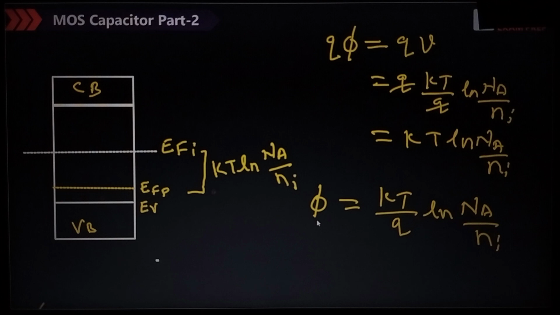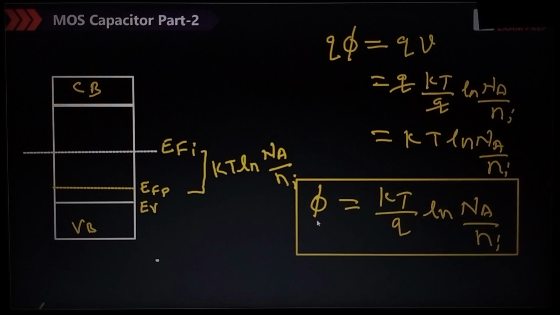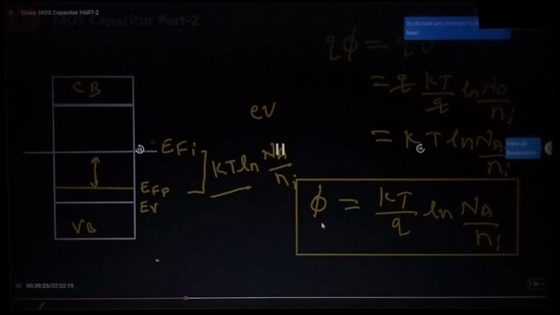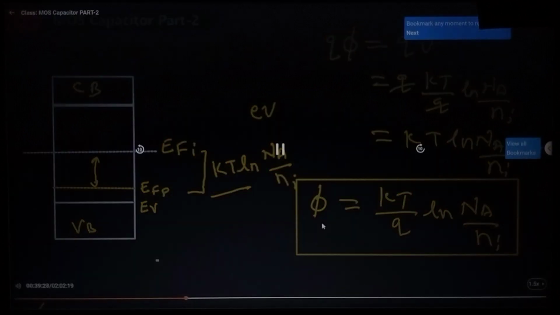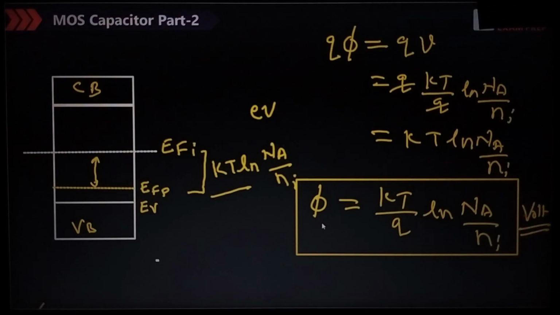It is just a difference. In the first chapter, when we calculate the difference in terms of electron volts, and we want the shift in terms of volts, then we directly say kT by q log of Na by Ni, which results in volts. So this is a simple representation, phi. In a different textbook, in Neamen they will use phi, in other textbooks they will use VBI, and so on.